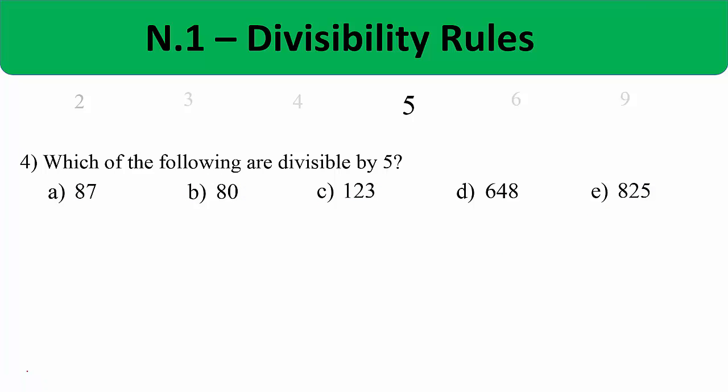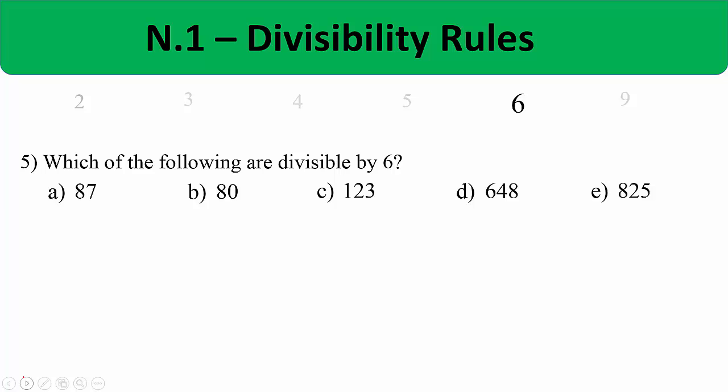Now 5 is another factor that is quite simple. As long as the full number ends in the digit 0 or 5 in the ones place, it is divisible by 5. So the only 2 numbers that are divisible by 5 here are 80 and 825.